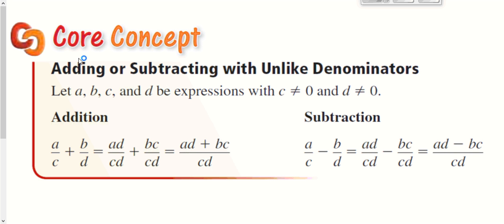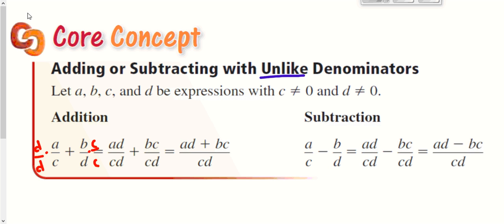So now, adding and subtracting with unlike denominators. If my denominators are not the same, I have to find a common denominator. So if I have a over c plus b over d, then I would simply multiply the first one by d over d, and I would multiply the second one by c over c. So d times a is ad, d times c is cd, plus b times c is bc, d times c is cd. Now they both have common denominators, and I can just add the tops. Same thing with subtraction. Find your common denominator, and then you can subtract.